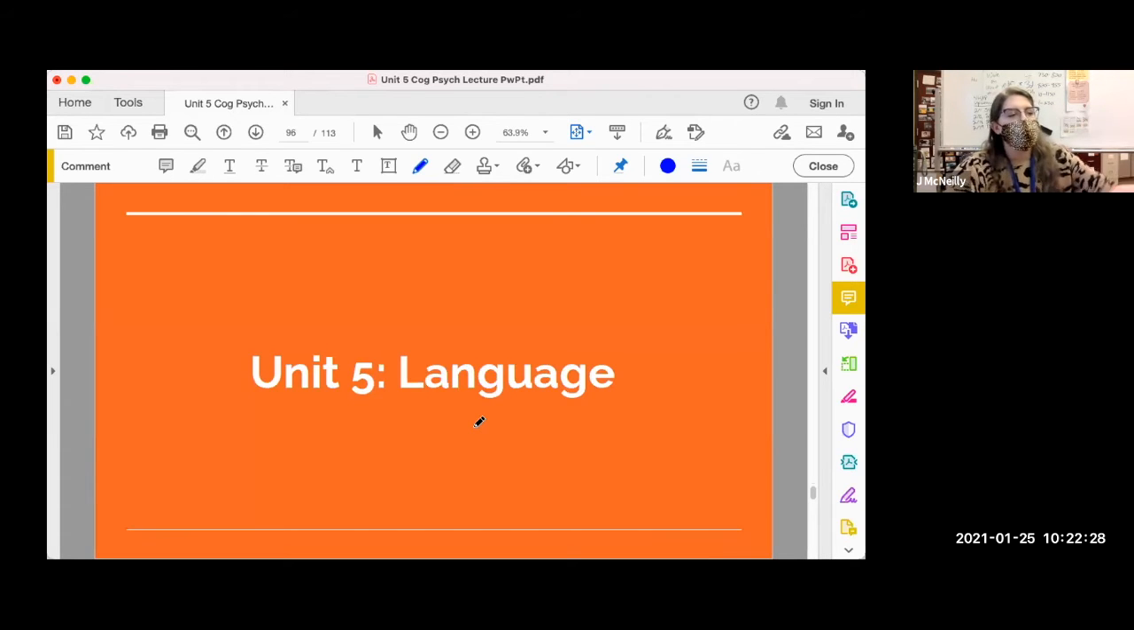Okay, so we finished part 1 of the lecture on memory with the information processing model and Shiffrin's multimodal storage. We finished part 2 on logical and illogical thinking, and now we're on to the final unit, language. So we're going to talk about how we acquire language, as well as what the parts of language are, not just in English, but in all languages, psychologically.